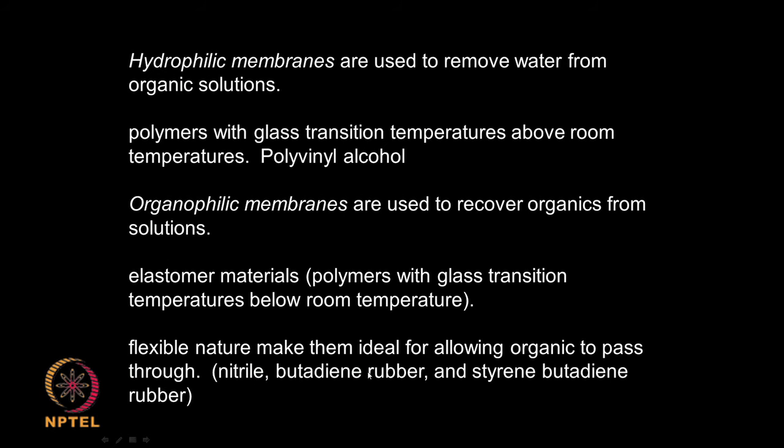Nitrile rubber, butadiene rubber, styrene butadiene rubber. So, if I have to remove water, I use hydrophilic membranes like polyvinyl alcohol. If I want to recover organics from a mixture, I use organophilic membranes like nitrile butadiene rubber, styrene butadiene rubber and so on. Okay. Generally, organophilic membranes have a glass transition temperature below room temperature, whereas hydrophilic membranes will have a glass transition temperature above room temperature. So, that is how you select membranes depending upon what you want to remove.